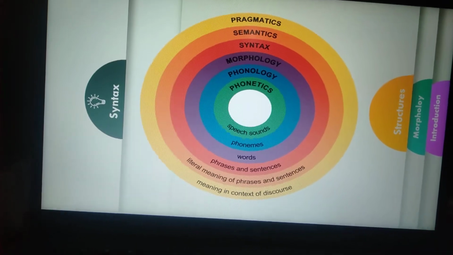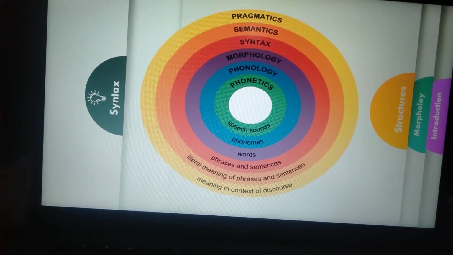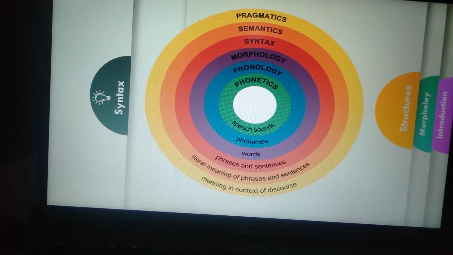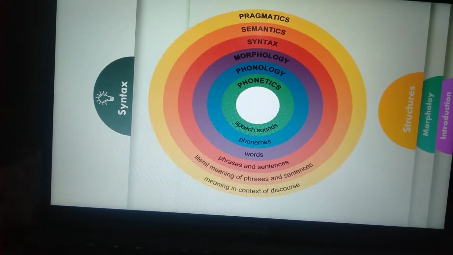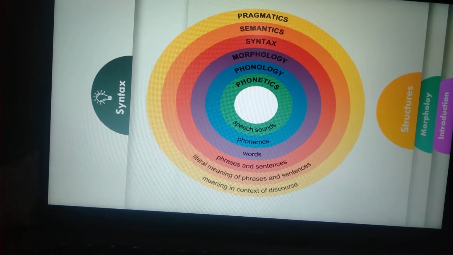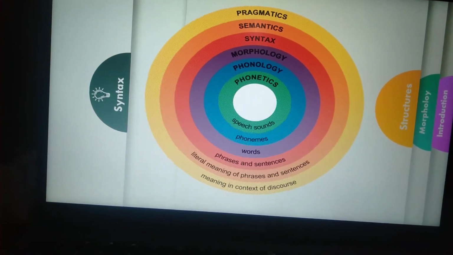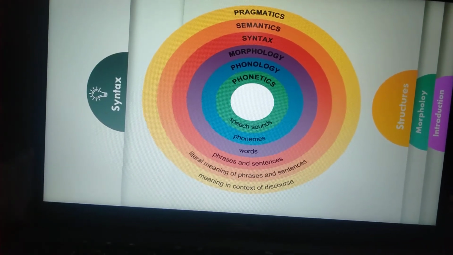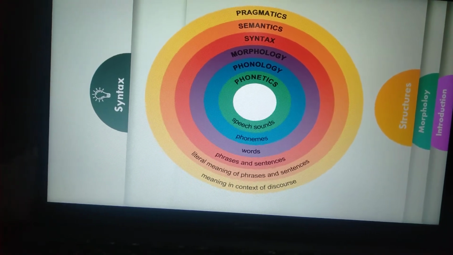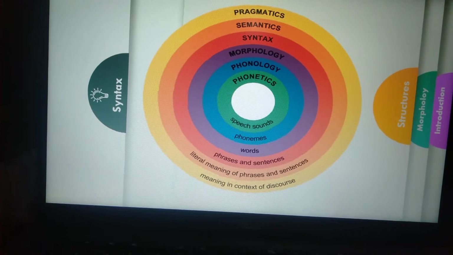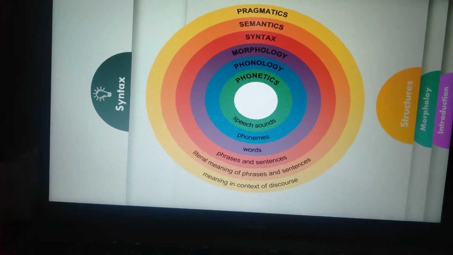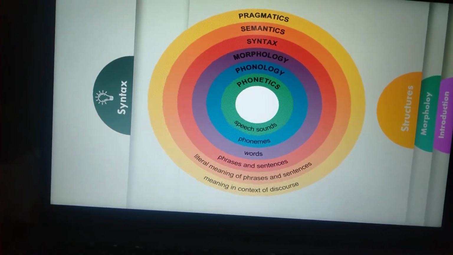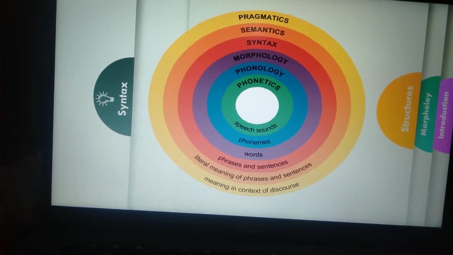I have here a graph in which we can see the syntax on one side, and the other side is the structure, morphology. From the top, we can read pragmatics, semantics, syntax, morphology, phonology, phonetics. And the lower part of it: speech sounds, phonemes, words, phrases, and sentences, literal meaning of phrases and sentences, meaning in context of discourse.